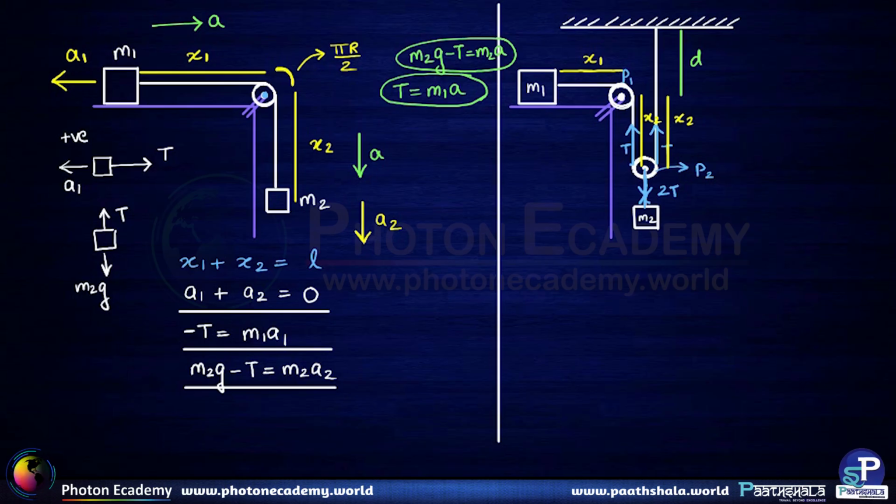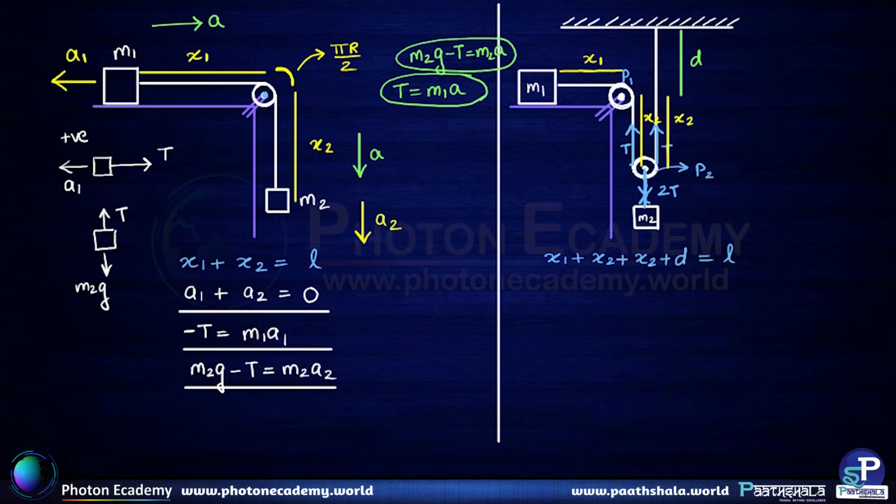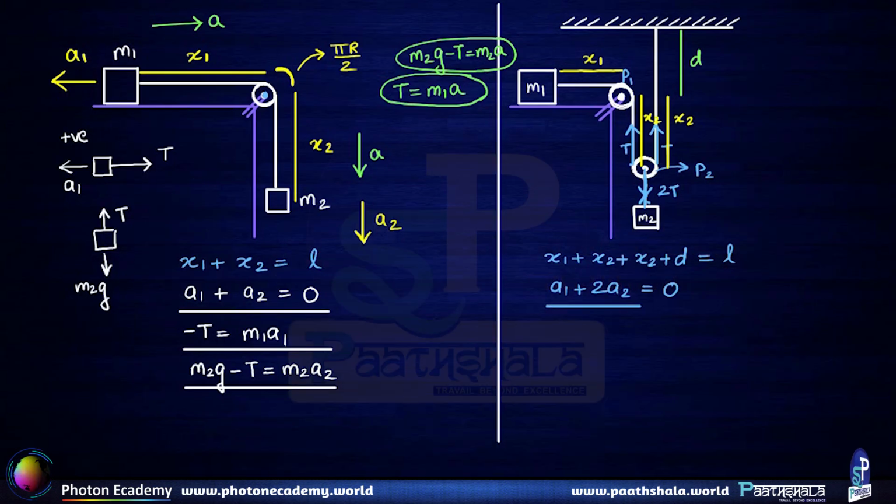So here we can write down the length of the string to be x1 plus x2 plus x2 plus d. This is equal to the length of the string. So if we double differentiate this, we'll get a1 plus 2a2 is equal to 0. This will be our first equation: a1 plus 2a2 is equal to 0.